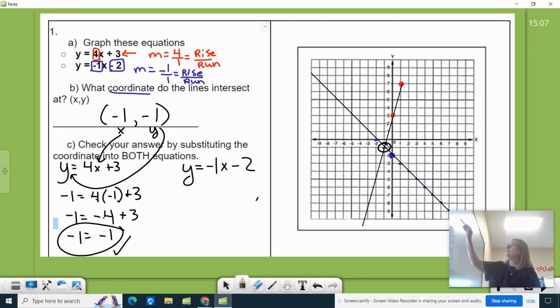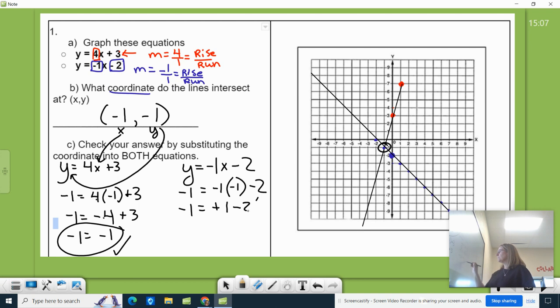Replace the y with my y value, which is -1. Replace the x with my x value, which is also, in this case, -1. So -1 times -1 is +1. 1 minus 2 is -1. -1 equals -1. That is correct.